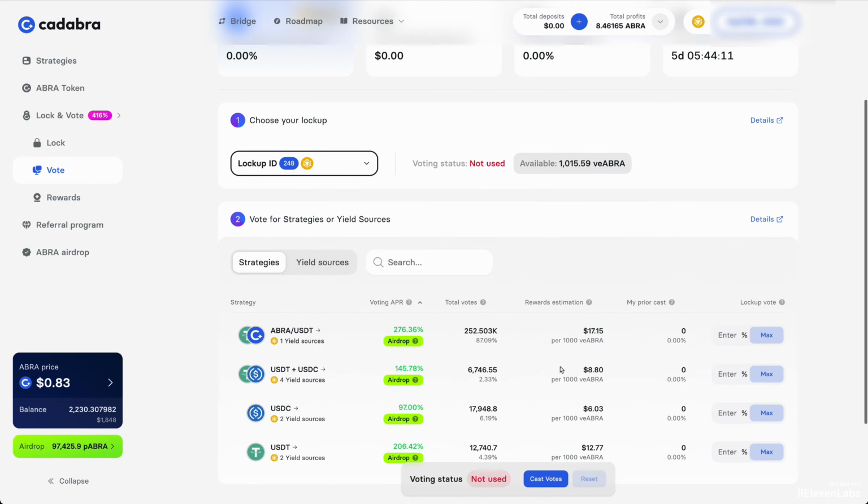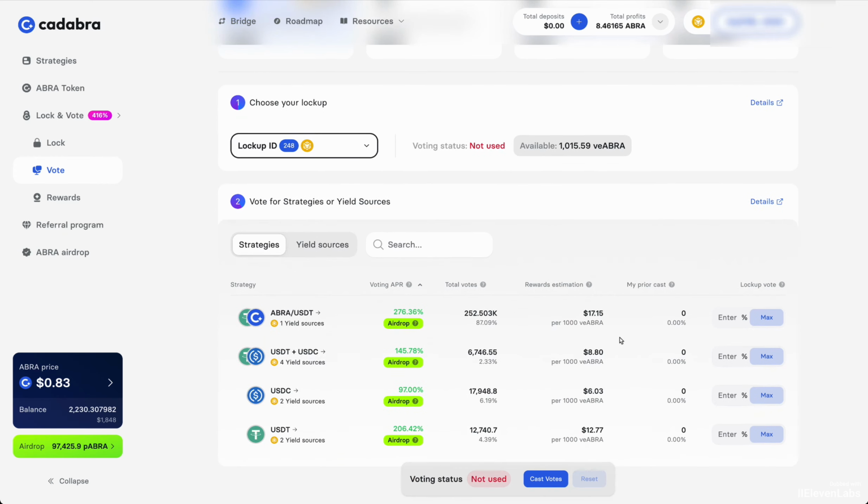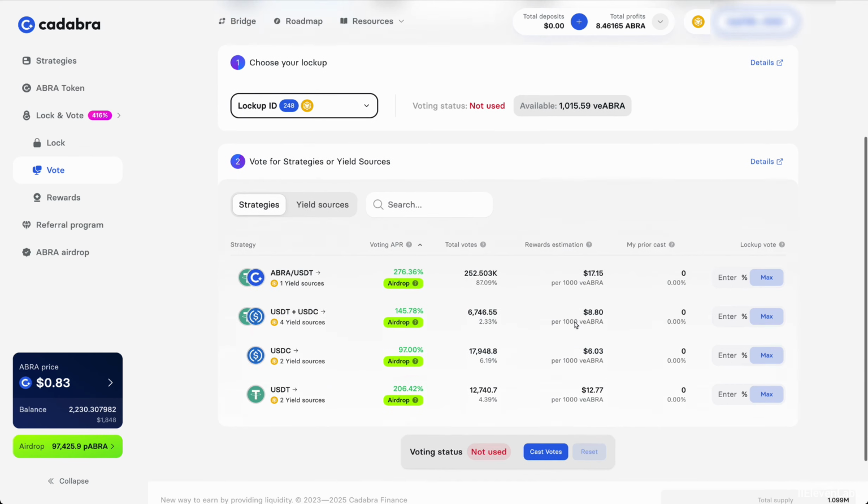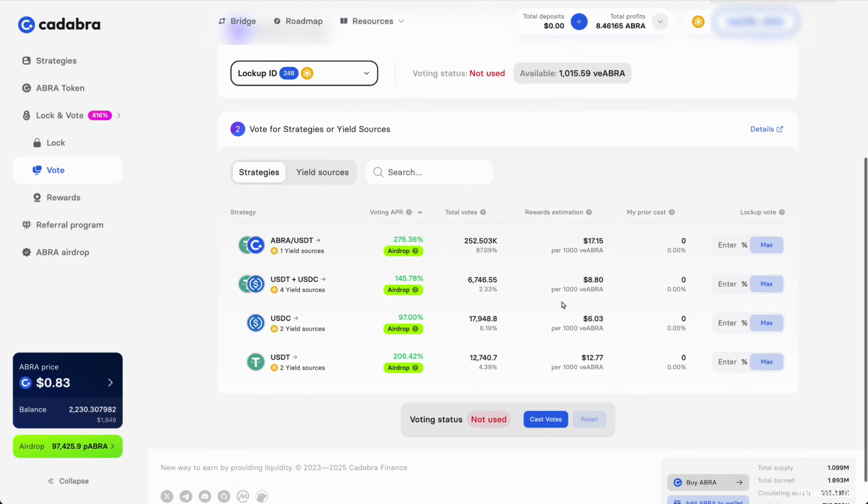But Cadabra already basically provides some kind of estimate. So, we don't need to calculate anything. It gives an approximate estimate of the expected returns I will receive next week in this column. Here, I can see how much I will get for 1,000 votes. And I have approximately 1,000 votes, Viabra. And yes, I can vote for the strategy as a whole.